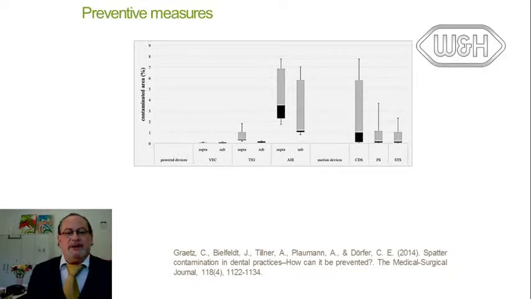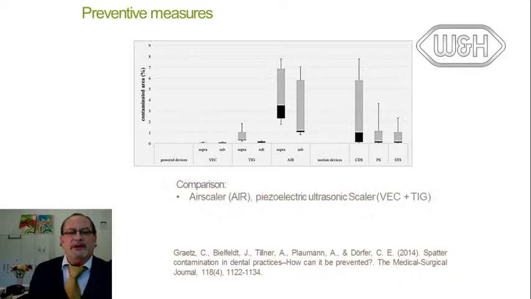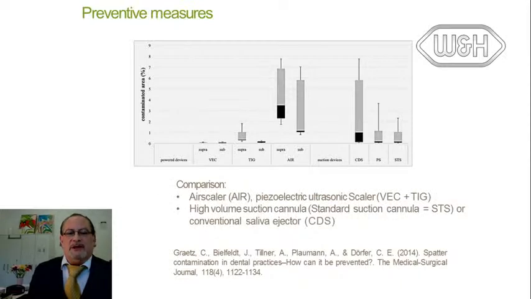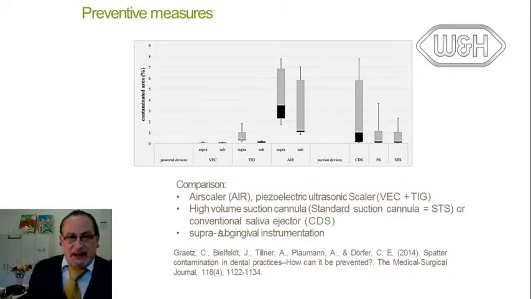In this publication from Graz et al., dating back to 2014, different ultrasonic devices were compared to the air scaler, and a high suction cannula was compared with a conventional saliva ejector, and it was also looked at the working field, subgingival or supragingival. And as we can see here, we have the Vector, we have the T-gun, and we have the air scaler.